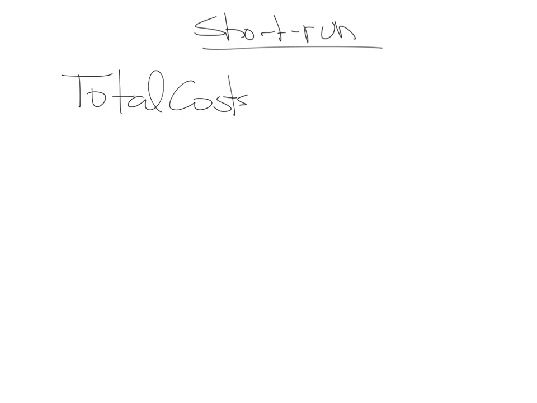And since the firm has two types of inputs, fixed inputs and variable inputs, there are going to be two types of costs. The costs associated with the fixed inputs are going to be called fixed costs, and the costs associated with the variable inputs are going to be called variable costs.